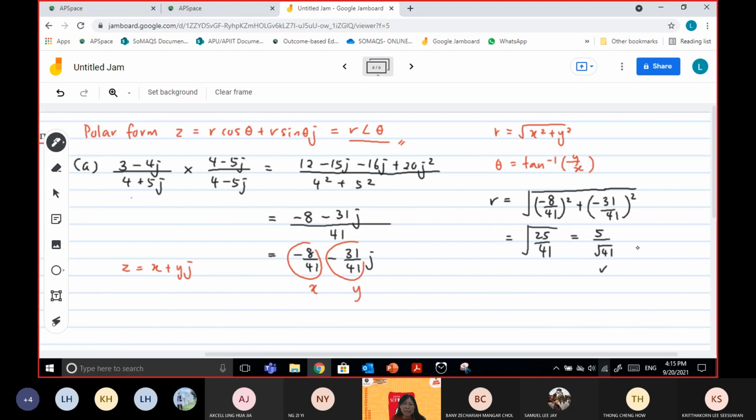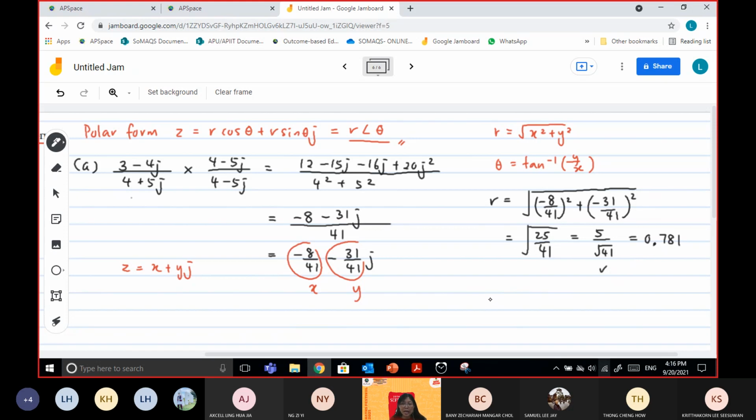For r, it depends on you whether you want to write the answer as a fraction or as a decimal. It's actually quite common that they write it in decimal, but to me it's easier for us to check the answer, so I always put it as a fraction. It's actually 0.781 if I put 3 decimal places. This one is the modulus. Remember, we call it the modulus.